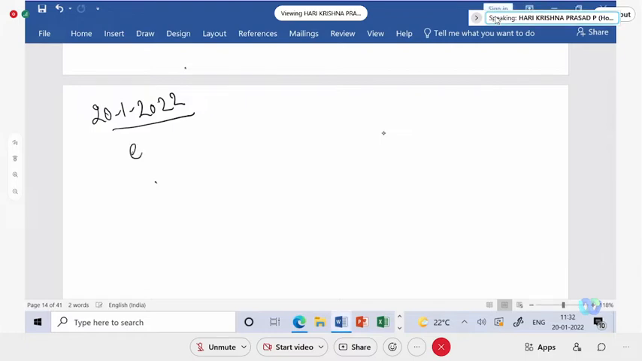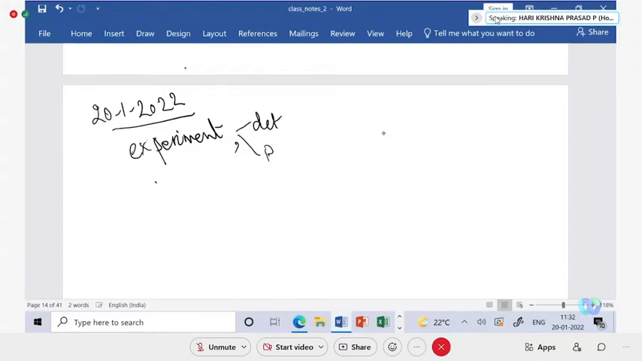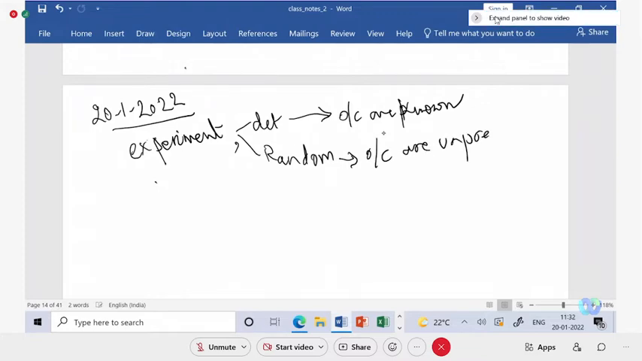Okay, we are defining experiment. Any action that has got an outcome is defined as an experiment. So in this experiment, we have got deterministic experiment and random experiment. In deterministic experiment, the outcomes are predictable. The outcomes are known a priori. In random experiments, outcomes are unpredictable. I may be knowing the outcomes as head or tail, but on a given trial, what is the outcome? I do not know. That is what I mean by outcomes are unpredictable.